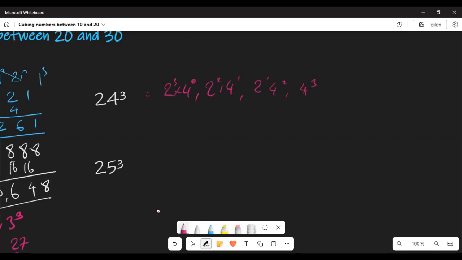So here, any number power 0 is 1. So this is going to give us 8. And then we're going to have here 4 times, this is 2 times 2 squared, which is 4, times 4 is going to give us 16. And then we have here 4 squared, which is 16, times 2 is going to give us 32. And then 4 cubed is 64. Okay, so that's how we get those numbers. Just wanted to elaborate on how you get those numbers.